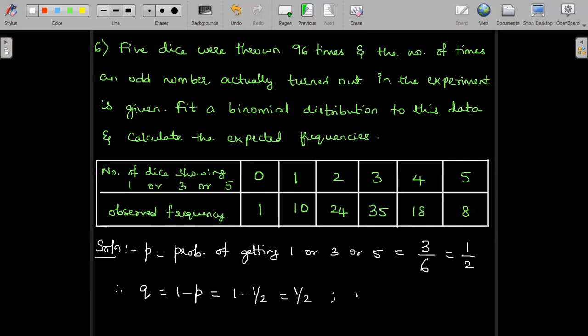And here what is the value of n? N is 5 because there are 5 dice thrown. Now we will fit this into the binomial distribution by assuming x as number of times an odd number turning out. Because we are seeing that number of dice showing 1 or 3 or 5 means they are all odd number turning out, no?